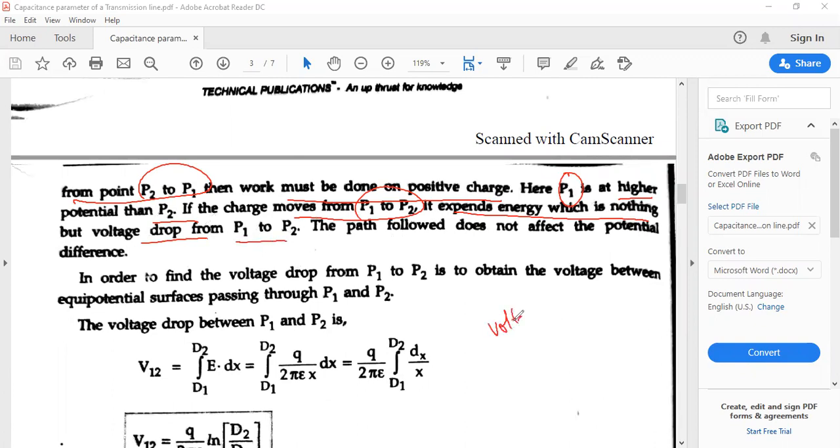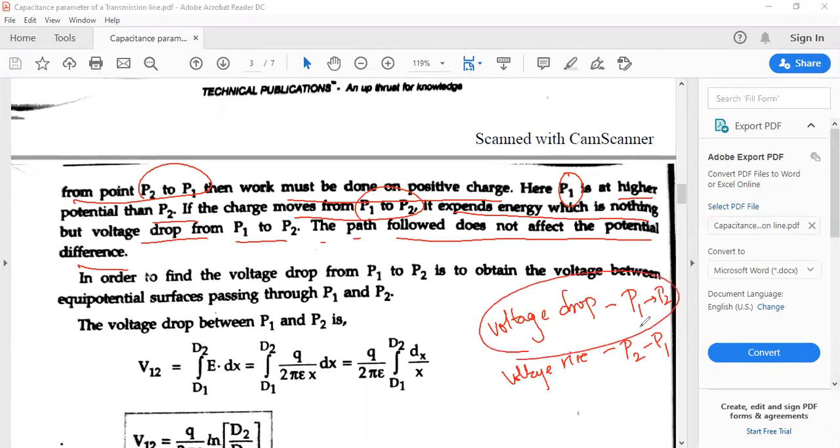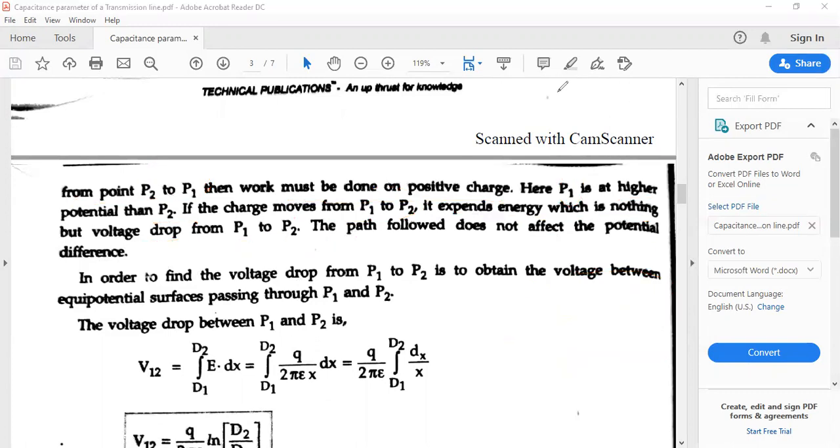You can have two different concepts here, the voltage drop in a line, that is the line drop, and the voltage rise. In voltage drop you are moving from P1 to P2, and in voltage rise it is P2 to P1. The path followed does not affect the potential difference on the whole. So it is the voltage drop from P1 to P2. Next, in order to find the voltage drop between P1 and P2, the voltage needs to be obtained between the equipotential surfaces passing through P1 and P2.